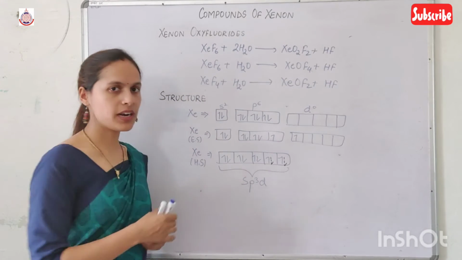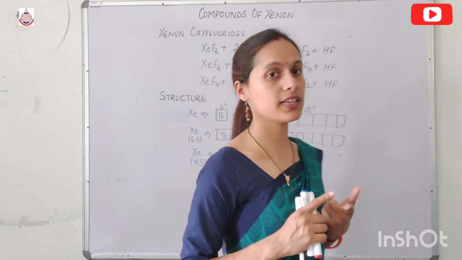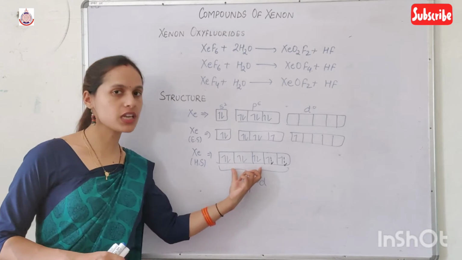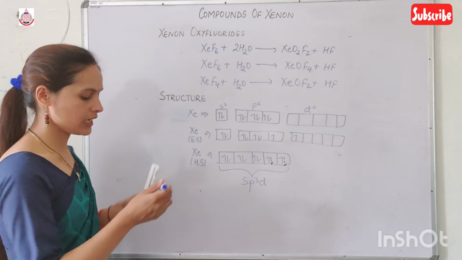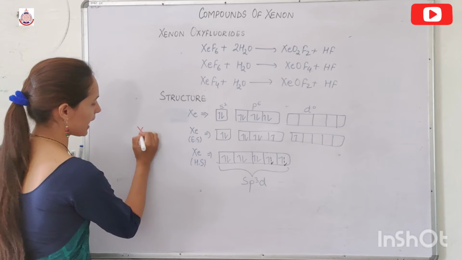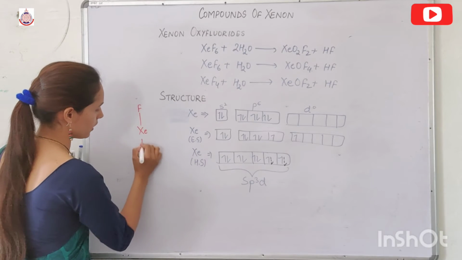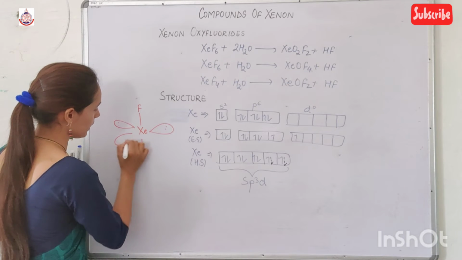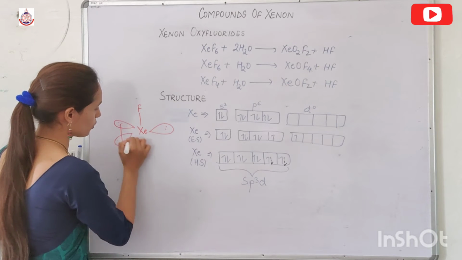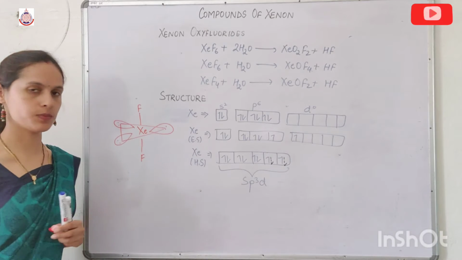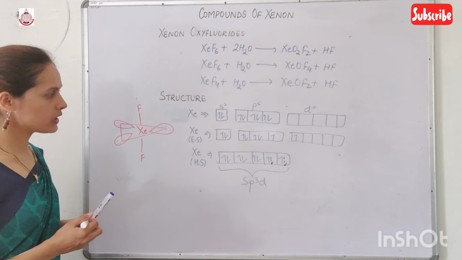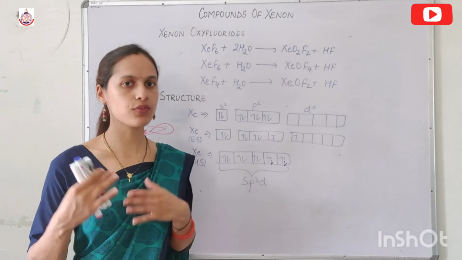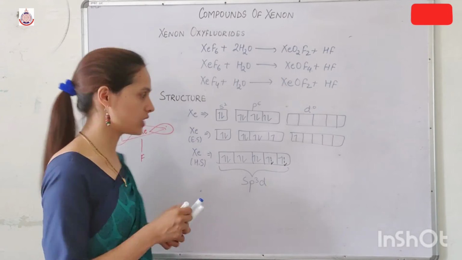So though the hybridization is sp3d, meaning the geometry is trigonal bipyramidal, due to the presence of 3 lone pairs, the shape is linear. So the shape becomes F-Xe-F, here one lone pair, here one lone pair, and here one lone pair. So the shape is linear. In this way, we will find out the shape of different fluorides of xenon.